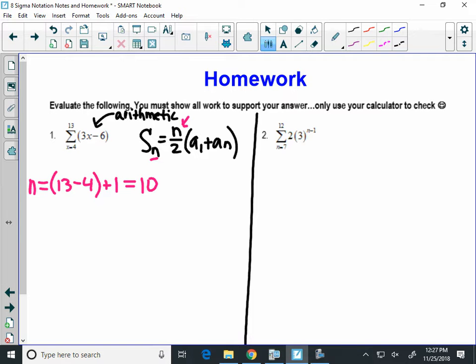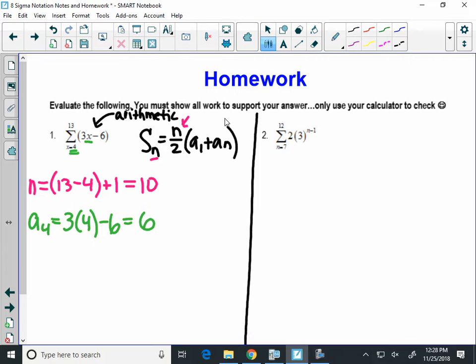So that gives us n, but now I need to find a sub 1. Remember, a sub 1, I'm not actually finding the first term of the series, but I'm finding the first term that I'm adding up. Which here, since my lower index is 4, I need to find the 4th term. To do that, I just put 4 in for x. So I'll have 3 times 4 minus 6. 12 minus 6 is 6. So I know that's the first term that I'm adding up.